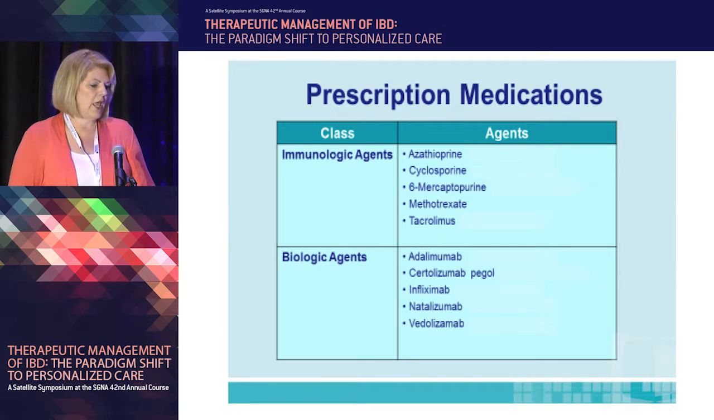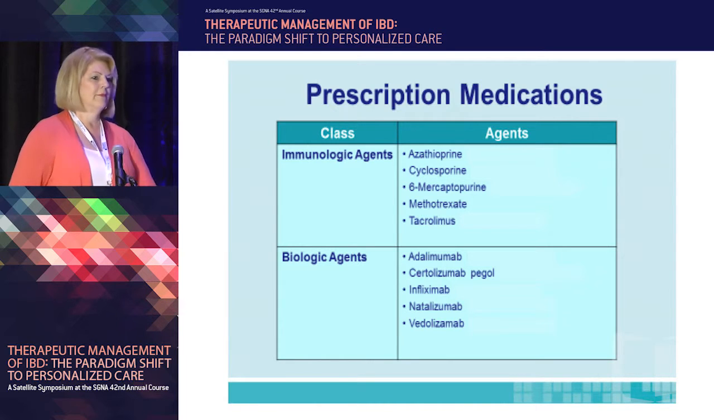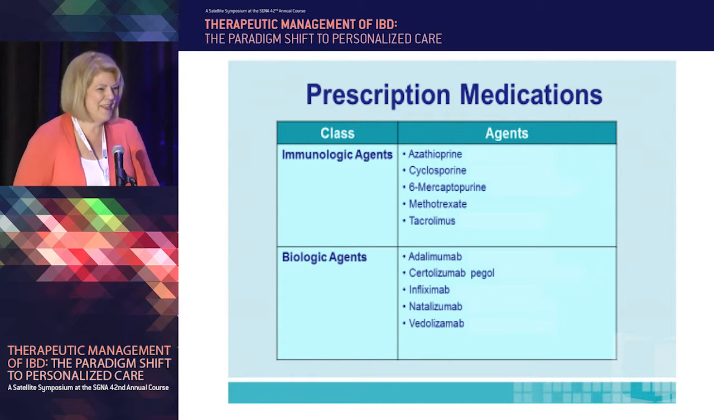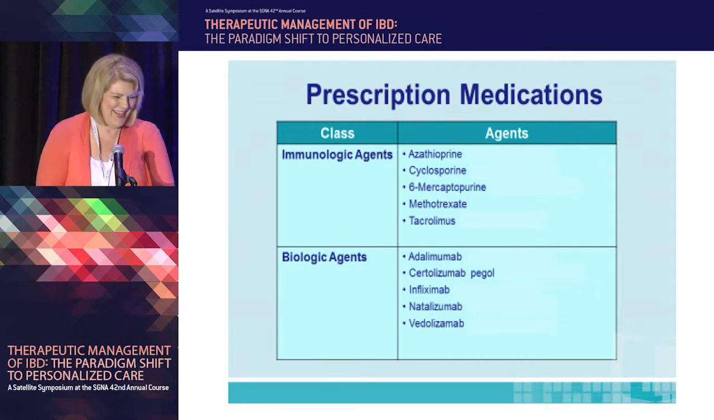Your immunologic agents are your azathioprine, the cyclosporine, 6-mercaptopurine, methotrexate, and the tacrolimus, and then you've got your biologic agents, which are adalimumab, certolizumab, infliximab, natalizumab, vedolizumab, and so on. I always think about how they get these names.